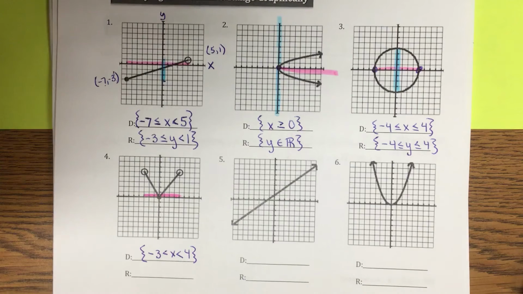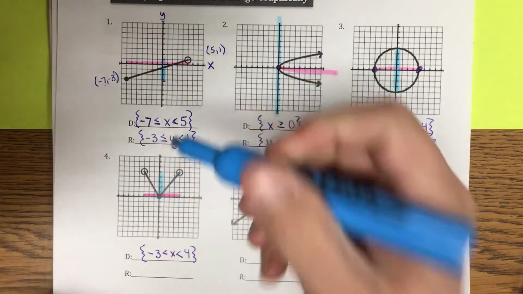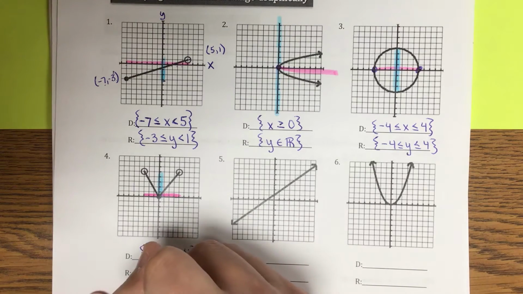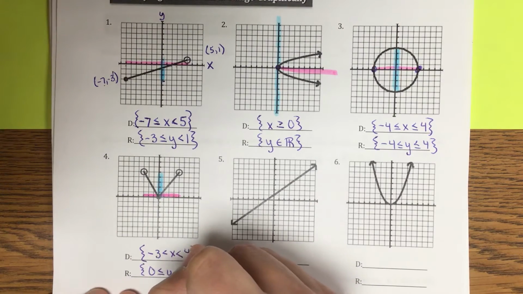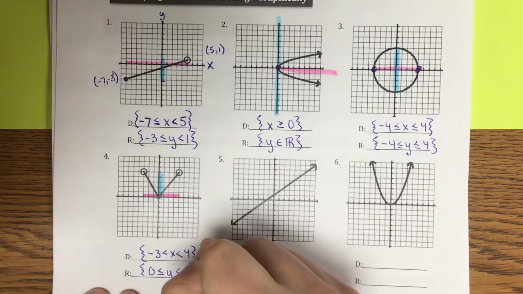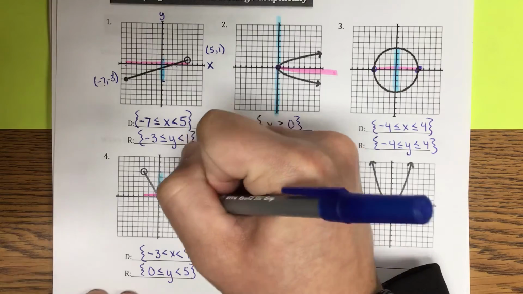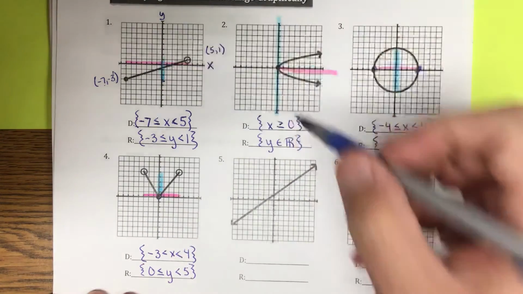And then the range is going to start at the origin and just go up. So it's just that part right there. And the way that I'd write that would be 0 is less than or equal to y, which is less than 5. So once again, you could write out the points if you wanted to, but a lot of times if you can just look at the x or the y-axis, you don't have to show any extra work.